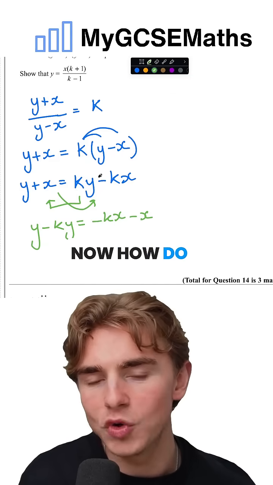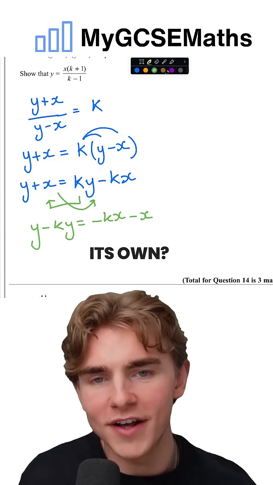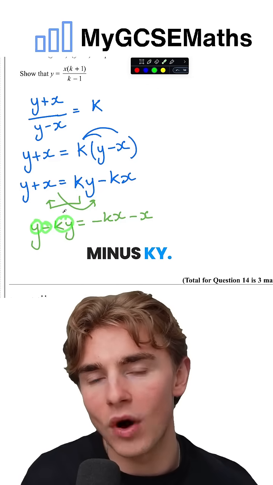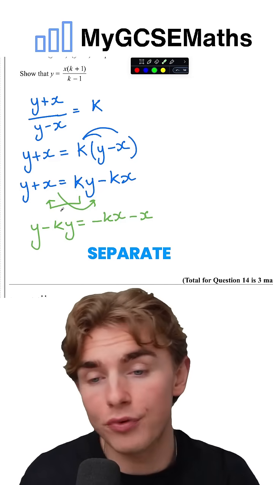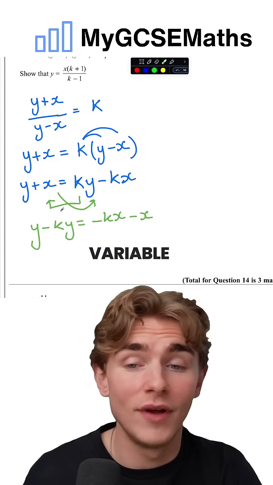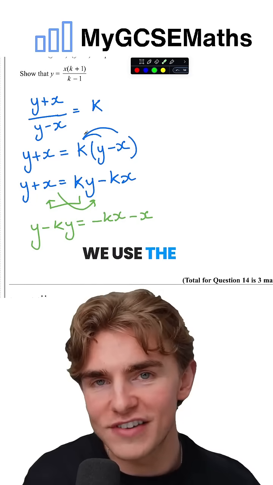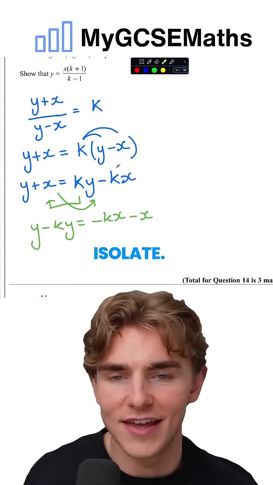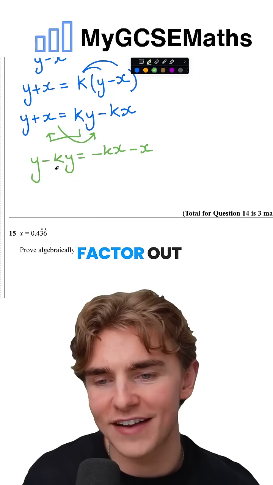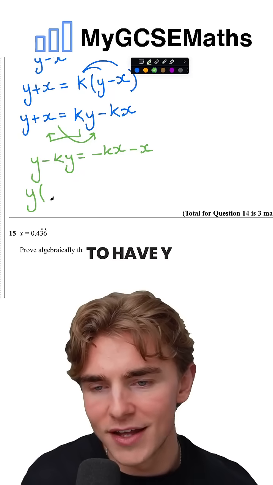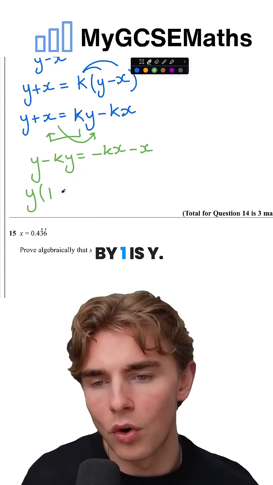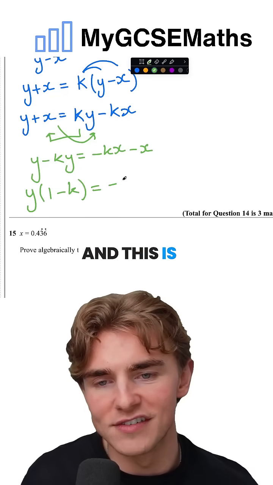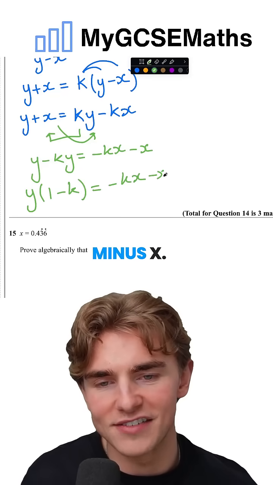Now, how do we get the x on its own? Not the x, the y. Well, at the moment, we have y minus ky. When we have two separate terms in the same variable, and we need to isolate that variable, we use the trick where we factor out the thing that we're trying to isolate. So in this case, we're going to factor out the y. We're going to have y times by 1 is y, times by minus k is minus ky, and this is equal to minus kx minus x.